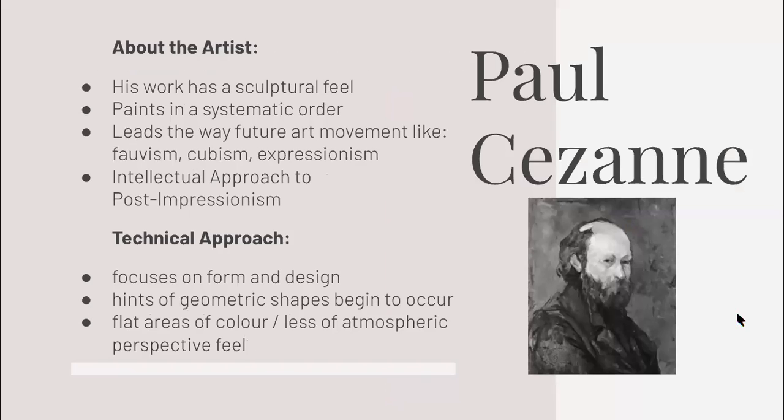Paul Cézanne's work has a sculptural feel in a lot of his art. He paints in a systemic order. He leads the way for future art movements like Fauvism, Cubism, and Expressionism. He has an intellectual approach to post-impressionism, and his technical approach focuses on form and design. Hints of geometric shapes begin to occur, some flat areas of color, and less of an atmospheric perspective feel. A lot of the Impressionists and post-impressionists were trying to move away from the Renaissance linear perspective. They just wanted a little bit more freedom with that.